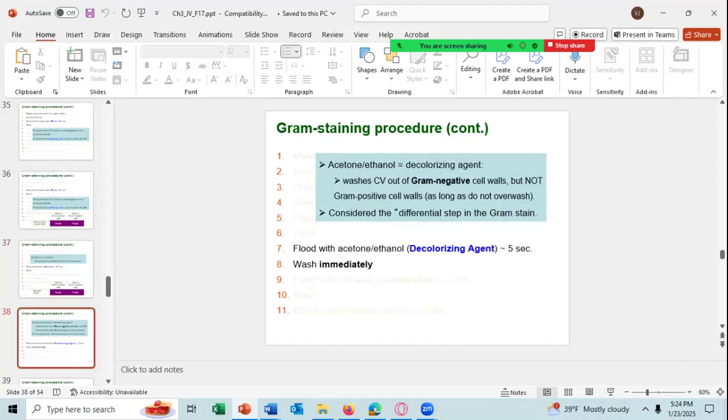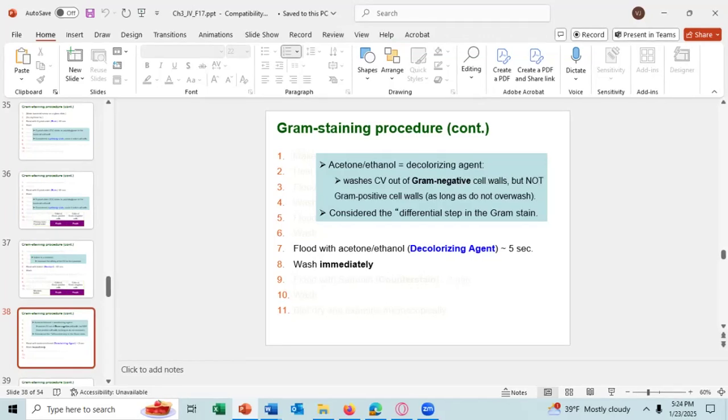The next step is the decolorizing step. The decolorizing agent we're going to talk about is acetone ethanol, but you could have a different decolorizing agent. The three most common, in fact, as far as I know, there's only three, is the acetone ethanol, and then there's acid ethanol, and there's also just 95% ethanol. The decolorizing agent washes the crystal violet iodine complex out of the gram-negative cells, but not out of the gram-positive cells. And that's as long as you do not overwash. It's also as long as you do not underwash. The decolorizing step is considered the differential step in the gram stain because after this step, the cells will appear different.